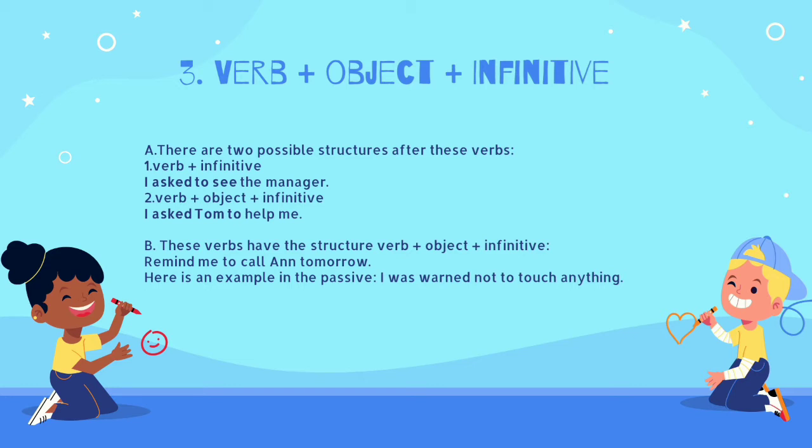B. These verbs have the structure verb plus object plus infinitive. Remind me to call Anne tomorrow. Here is an example in the passive. I was warned not to touch anything.